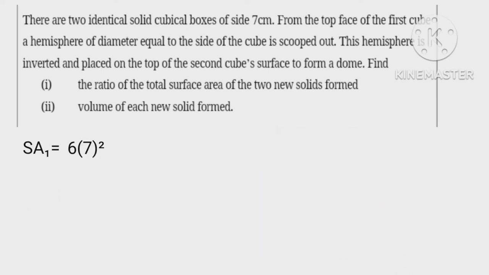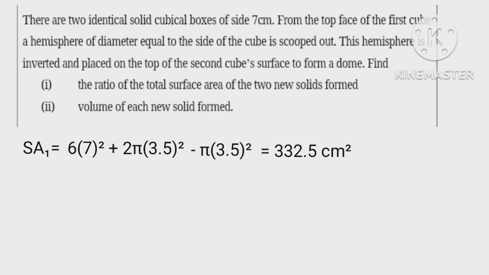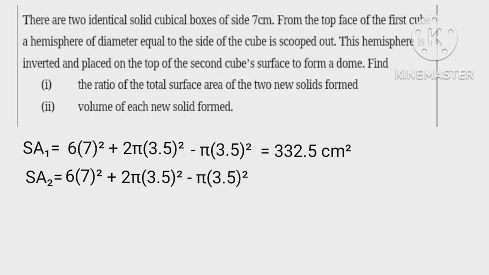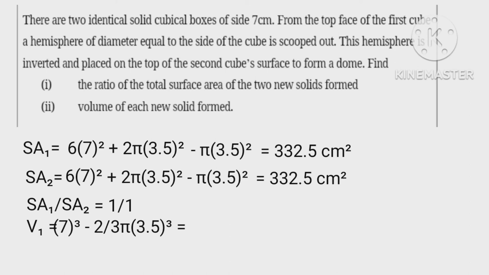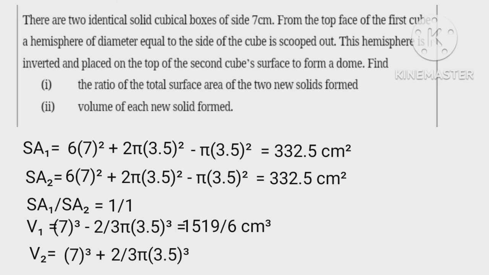Read the question carefully first. SA equals 6 times 7 squared plus 2 pi 3.5 squared minus pi 3.5 squared equals 332.5 square centimeters. Volume equals 7 cubed plus 2/3 pi 3.5 cubed equals 1,519/6 cubic centimeters, and volume equals 7 cubed plus 2/3 pi 3.5 cubed equals 2,597/6 cubic centimeters.